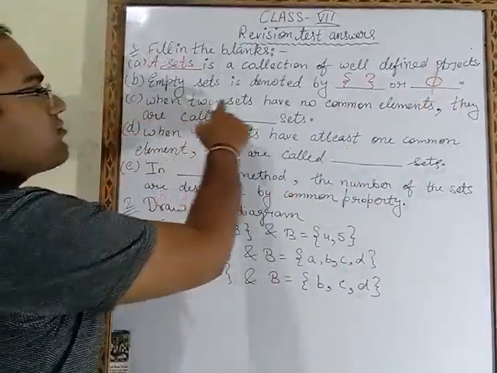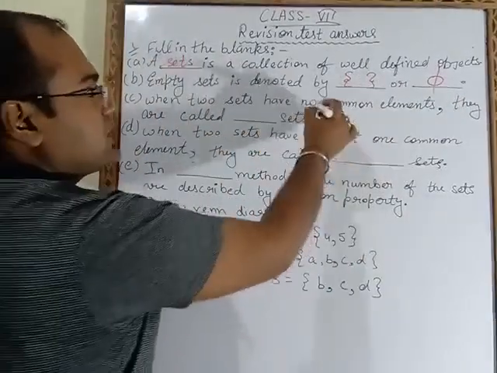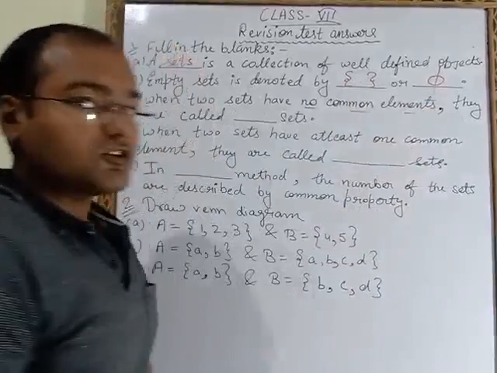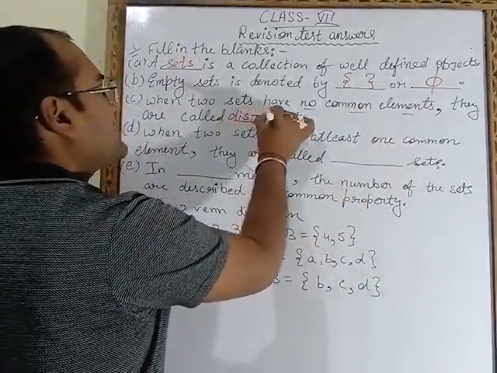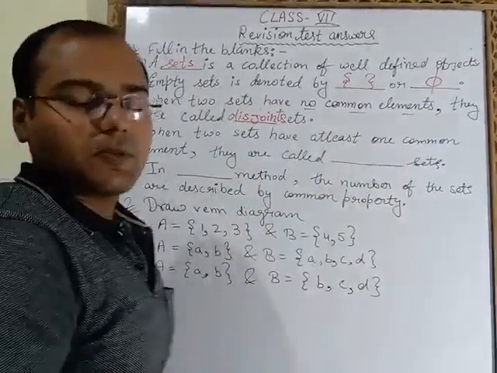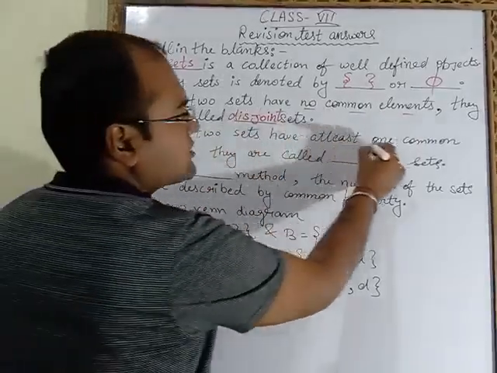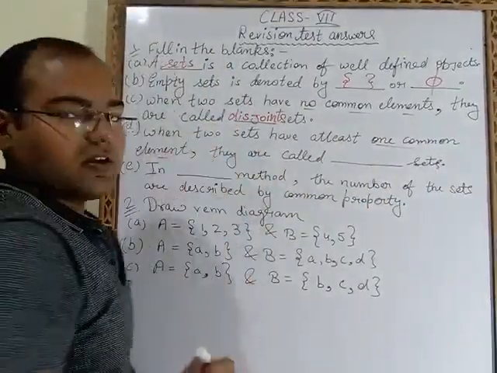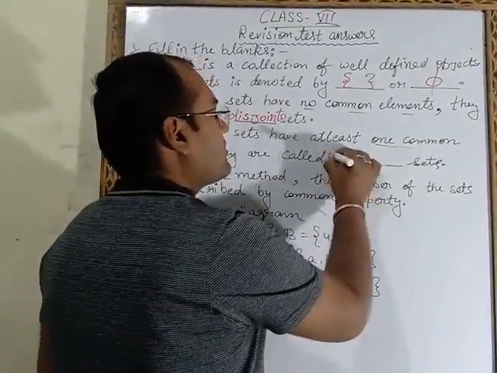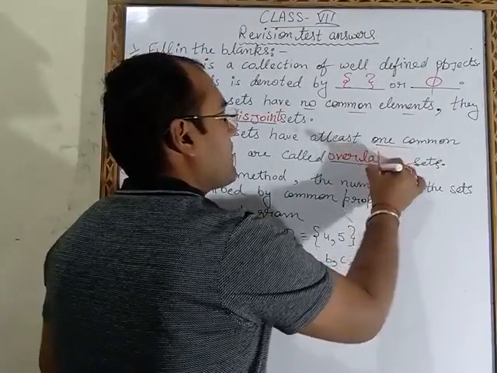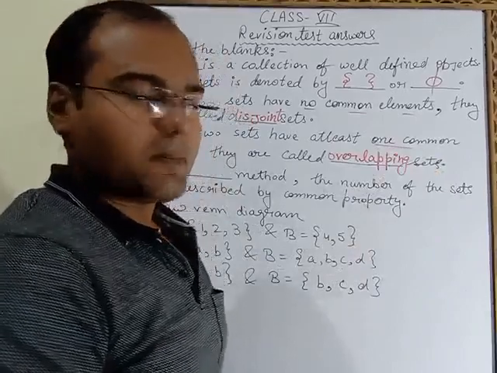Third part is when two sets have no common elements, they are called dash sets. What is that? No common elements means these two sets will be called disjoint sets. So the answer of this part is disjoint. D part, when two sets have at least one common element. What is coming here? One common element is there, that's why these two sets will be called overlapping sets. So the answer of this part is overlapping.